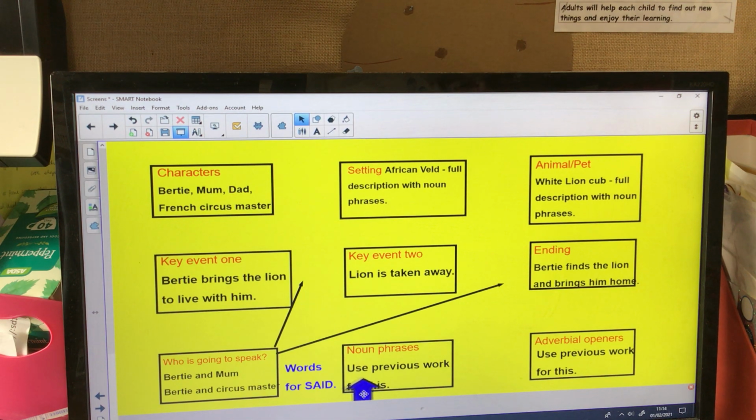Okay? The other thing you're going to think about in planning today is your noun phrases. So you've done lots of work on this, so you can use your previous work to help you with your noun phrases. And you're going to think about your adverbial openers that you might use in this story. But again, you've got previous work that's going to help you with that element. So this is a plan of the story if I was writing The Butterfly Lion.